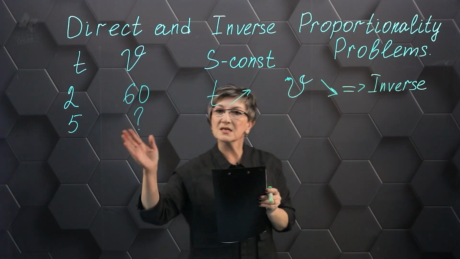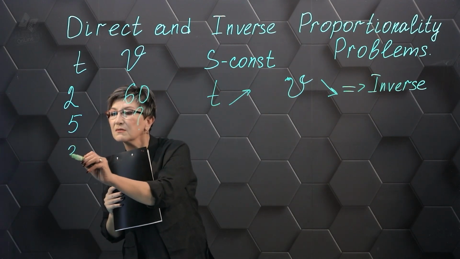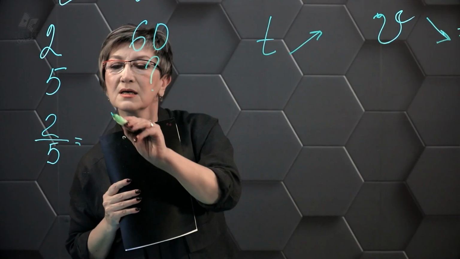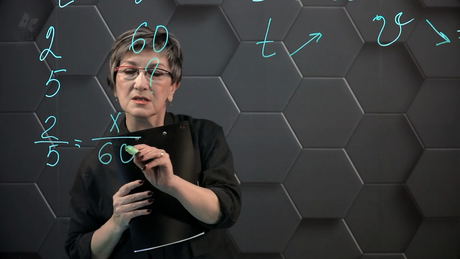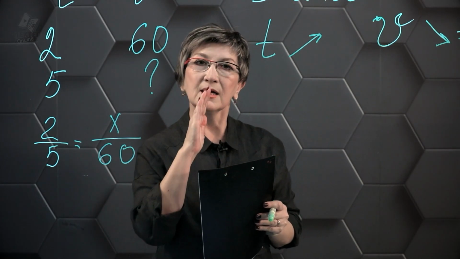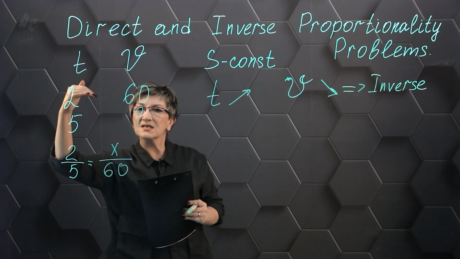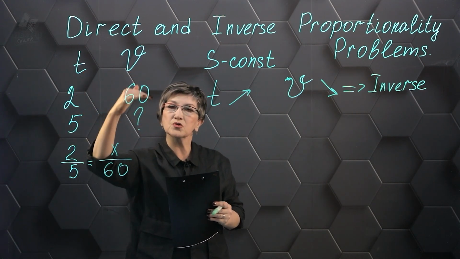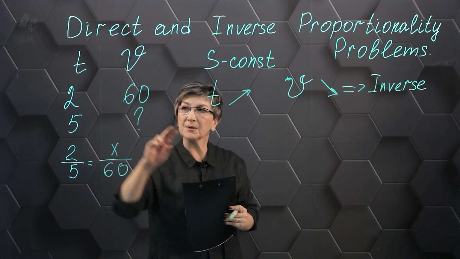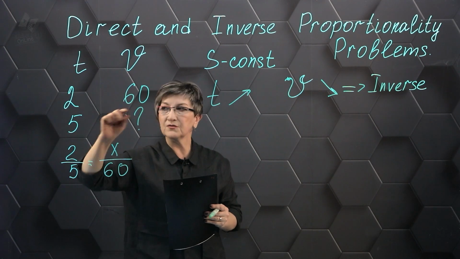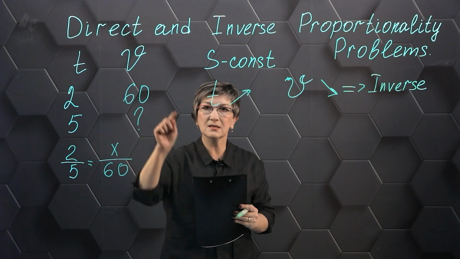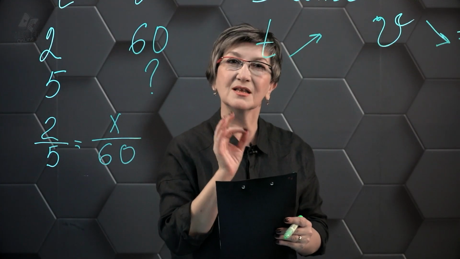And then when we do a ratio, we write 2 divided by 5 equals x divided by 60. And this is a very important step in making proportions. If in direct proportionality we make a proportion based on a condition, in the way that the condition is written, then in inverse proportionality we reverse it. We go around: 2 divided by 5 equals x divided by 60. And then we always get it right.